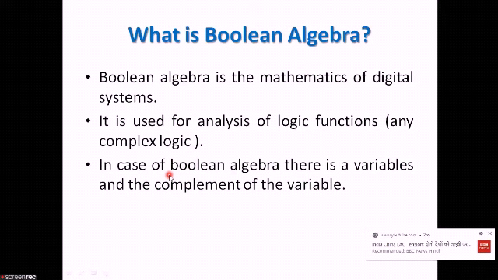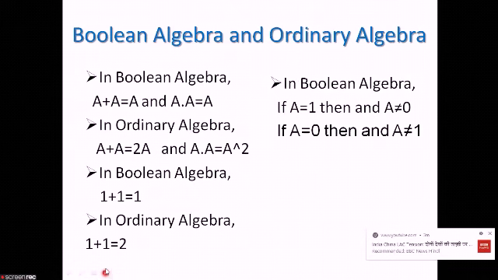Next, moving to the next slide, we will be seeing what the differences are between the Boolean algebra and the ordinary algebra. Next, see the first point. In the Boolean algebra, we can write A plus A is equal to A, and A dot A is equal to A. But in ordinary algebra, A plus A is equal to 2A and A dot A will be A square. Now, in Boolean algebra, 1 plus 1 is equal to 1.